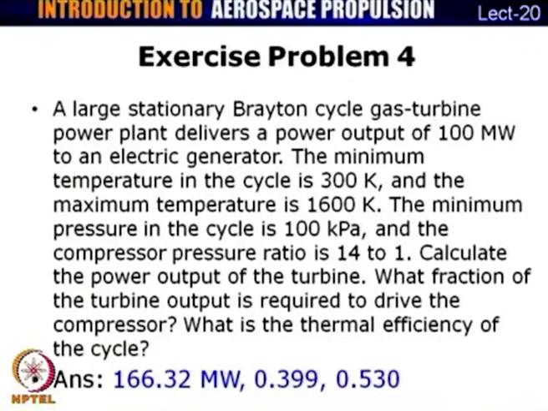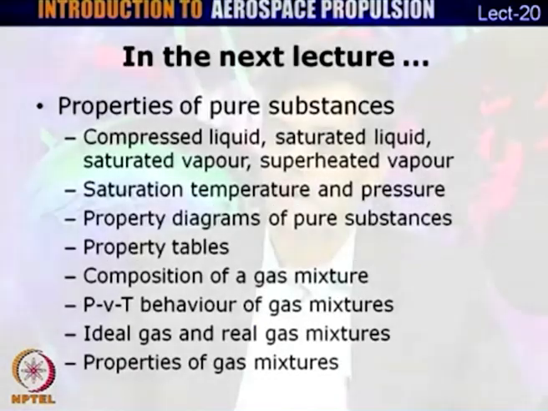So, we need to calculate the power output, which comes out to be 166.32 megawatts. The fraction of the turbine work output required to drive the compressor, that is the ratio of compressor work and turbine work, is 0.399, and thermal efficiency comes out to be 0.53, that is 53%. In today's lecture we were basically solving problems from ideal Otto and diesel cycles, the Stirling cycle and the Brayton cycle with and without regeneration.